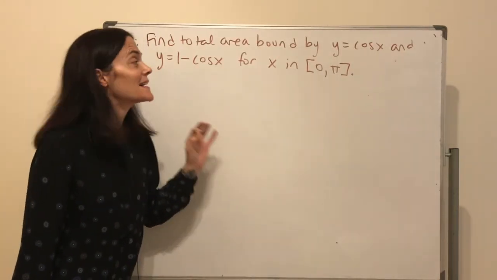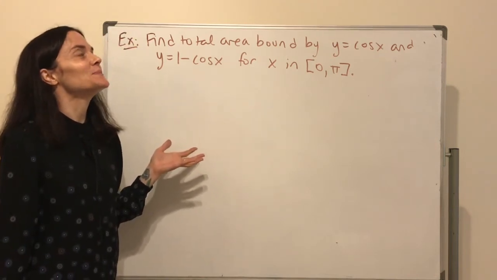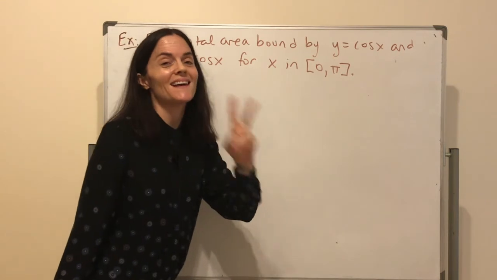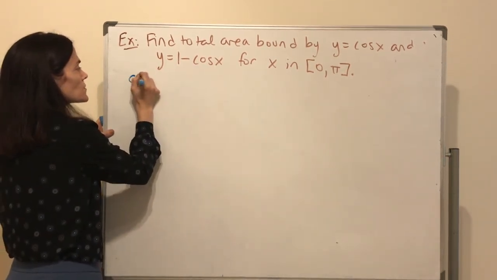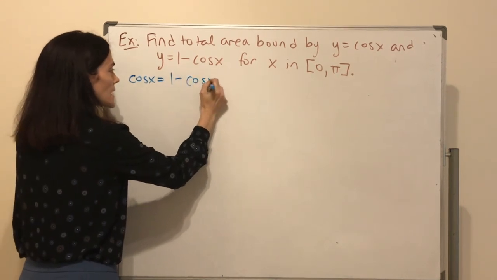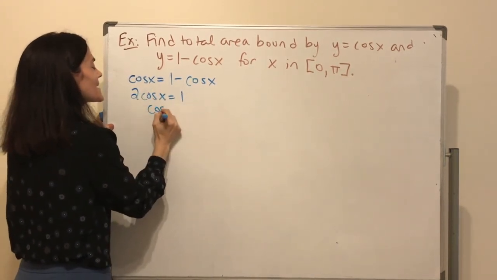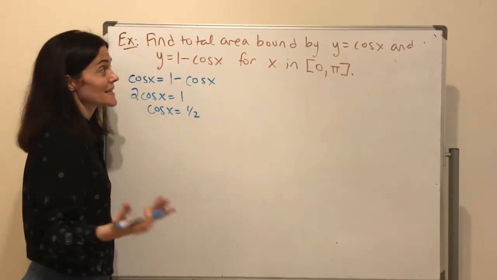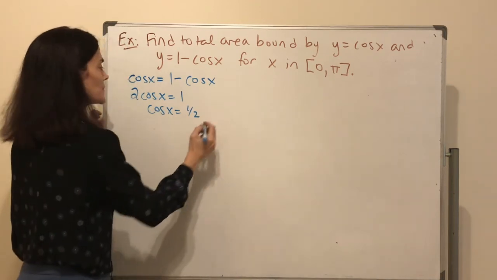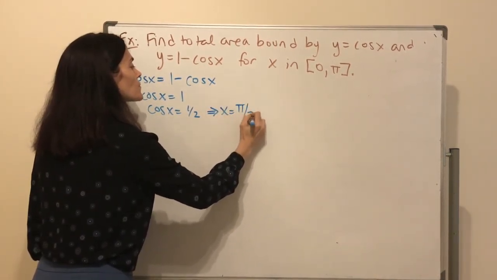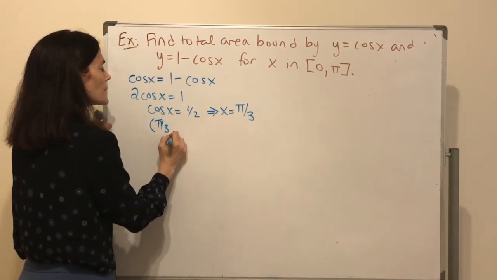We want the total area bound by cosine x and 1 minus cosine x for x in 0 to pi. This is similar to the problem we did earlier, except now we have two curves, cosine and 1 minus cosine. We want the area in between. Let's begin by setting these two curves equal. So we set cosine x equal to 1 minus cosine x, and we solve for x. We get 2 cosine x is 1, or cosine x is a half. What is x here? We're only looking between 0 and pi, and the cosine is a half at pi over 3. So x is pi over 3, and the point of intersection on the graph is pi over 3, comma 1/2.